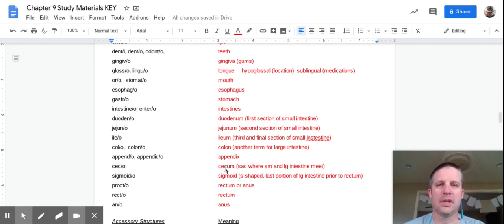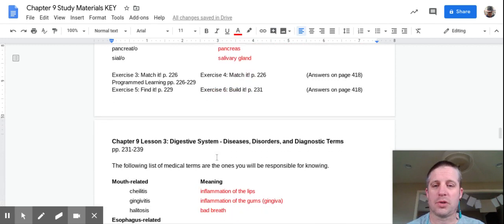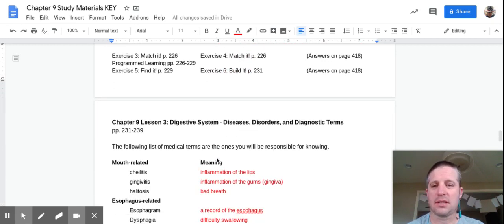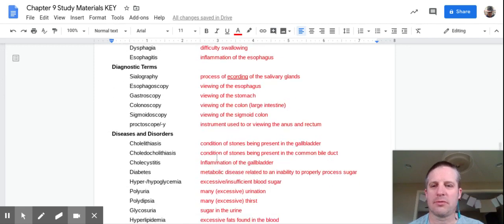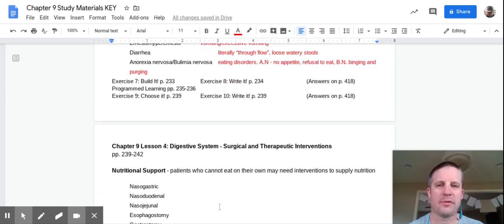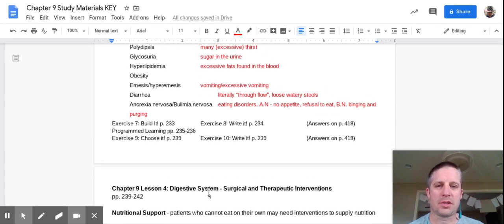So there is the practice test. It is posted on the classroom. It is for section 2 of chapter 9. I will tell you that section 3 and 4 go together and they're much bigger. And there's lots of words there. You can see a little preview here. Diseases, disorders, and diagnostic terms. There's lots of those. I tried to separate them out into like mouth-related, esophagus-related, and so on. And then if we skim forward just a little bit to surgical and therapeutic interventions, I obviously haven't finished the key for that yet. But there's a whole bunch there too. So you might want to start reviewing those because the practice test is on Tuesday, and then there'll be a lot of these on the test on Wednesday.